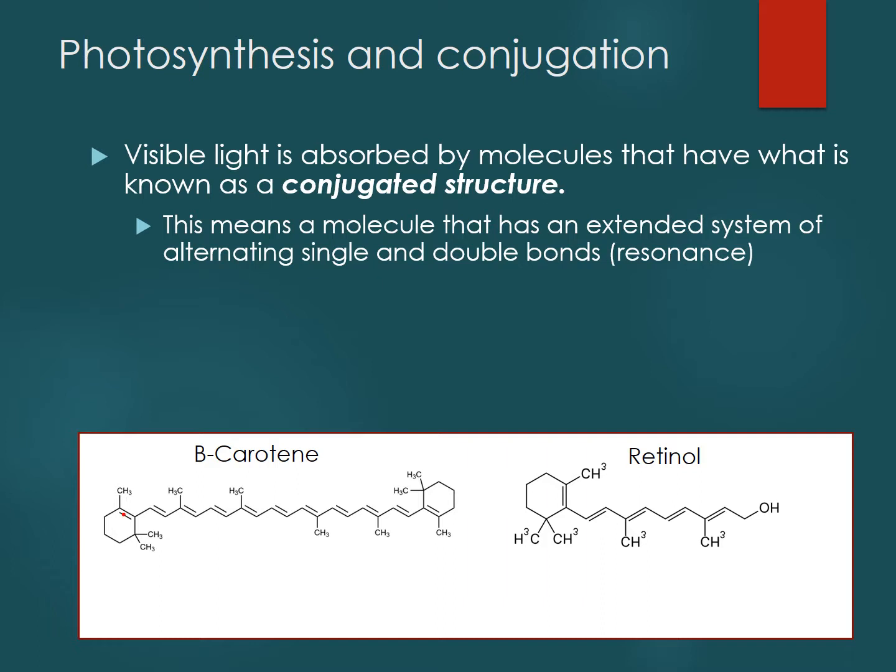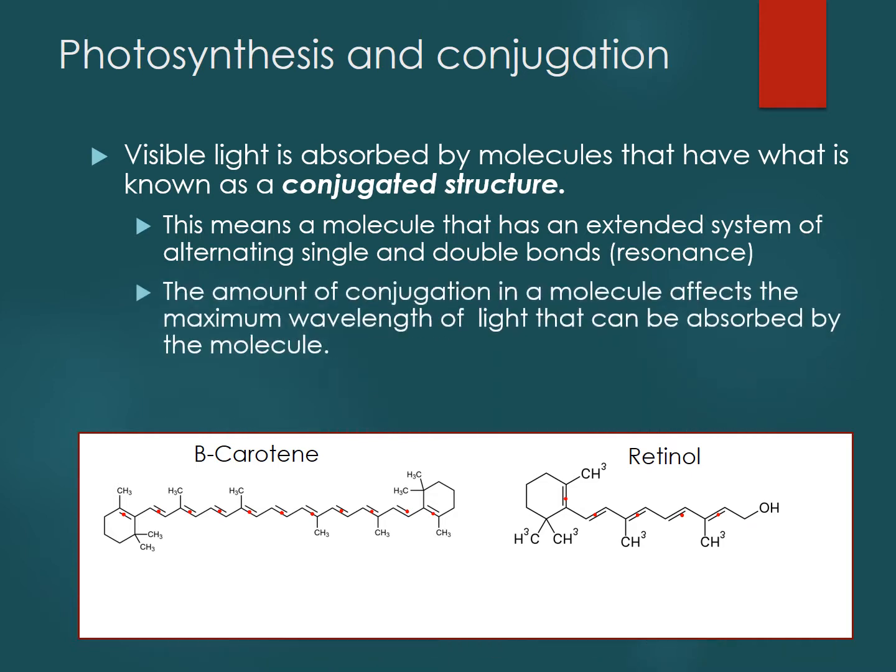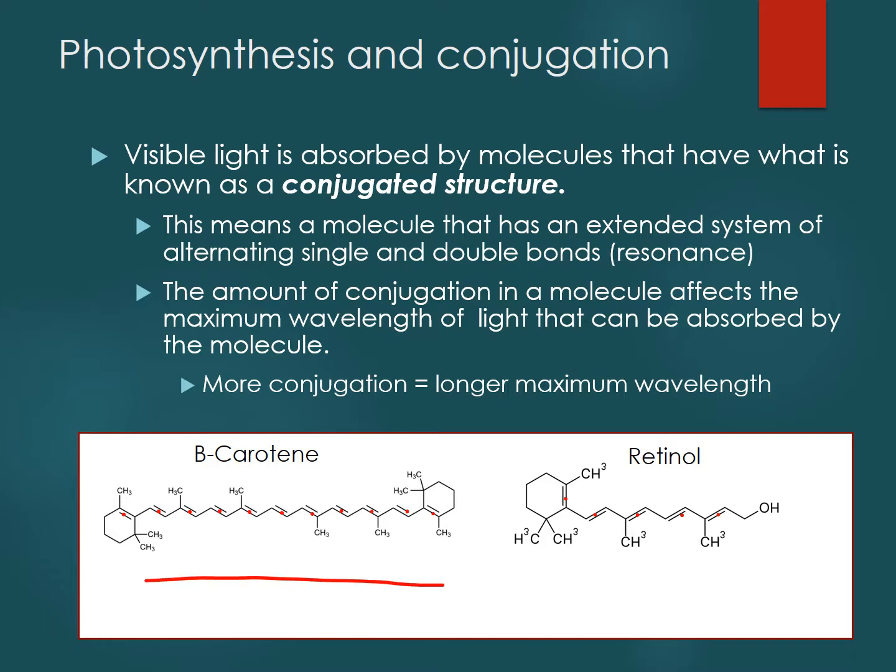So if we look in beta carotene here, you see you have quite a lot of alternating single and double bonds, and we have some in retinol as well. Now, retinol is actually known as vitamin A, just in case you didn't know. All right, so the amount of conjugation that you have in a molecule will affect the maximum wavelength of light that can be absorbed. The more conjugation you have, the longer maximum wavelength of light can be absorbed. So beta carotene has a much greater amount of conjugation than does retinol, so it can absorb longer wavelengths of light.